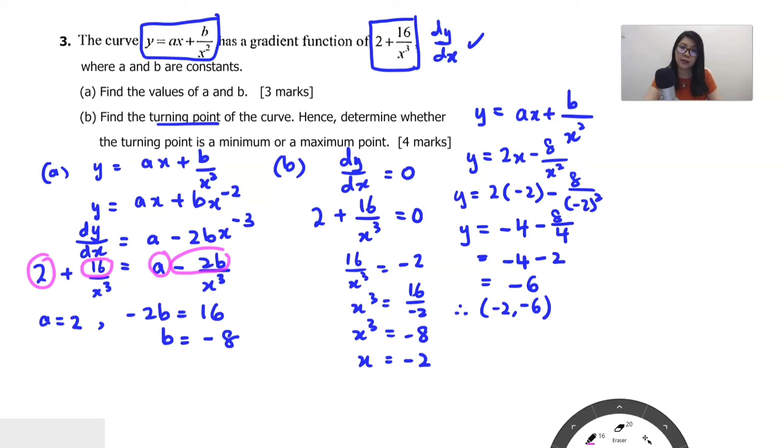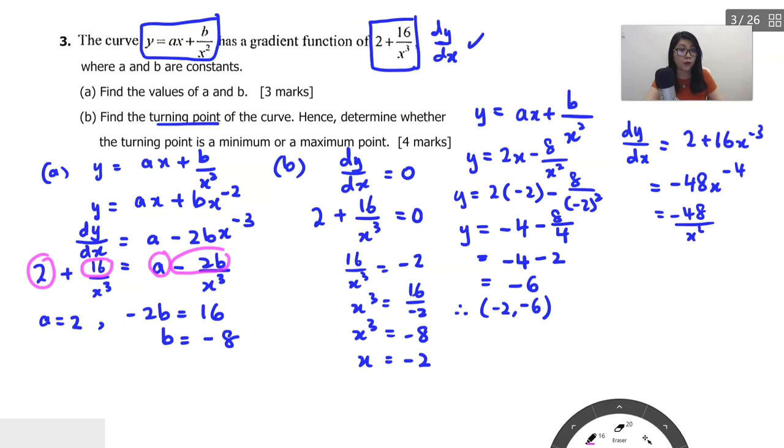Then, they say, hence, determine whether the turning point is a minimum or a maximum point. So from here, I need to differentiate one more time. I can use this dy dx, which is 2 plus 16 over x cubed, so 2 plus 16x to the power negative 3. When differentiated, 2 becomes 0. 16 times negative 3 is negative 48, and the power goes down by 1, so it becomes negative 48 over x to the power 4.